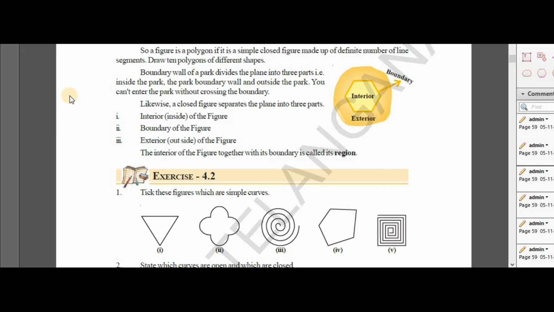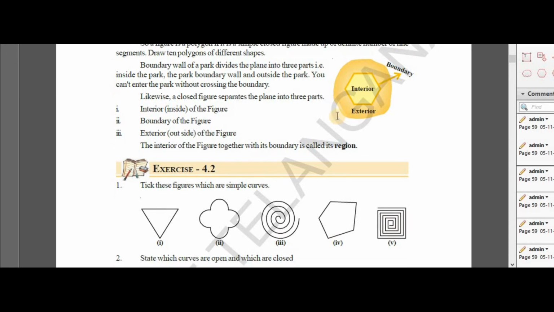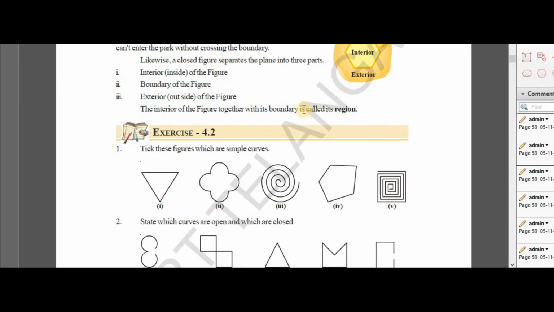Here he is saying one thing. If you want to enter into the park, what will happen? A park will have a boundary, inside and outside. So for any plane figure, all these 3 parts will be there. Without touching the boundary, you can't enter the park. That's what this figure is explaining.